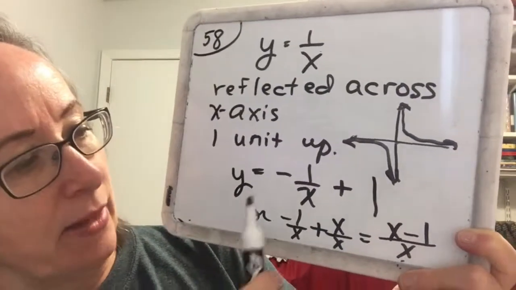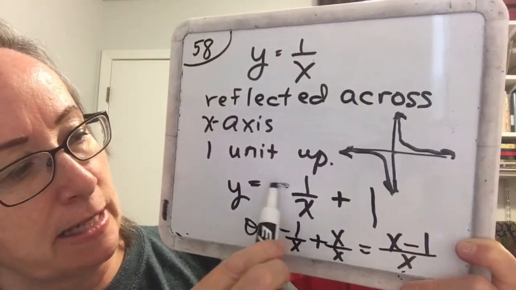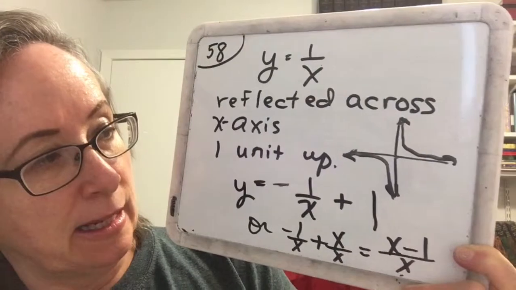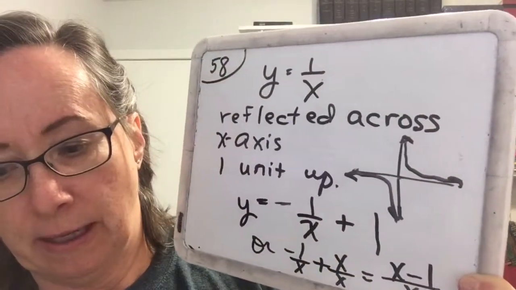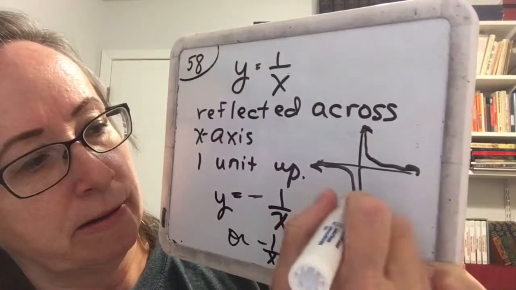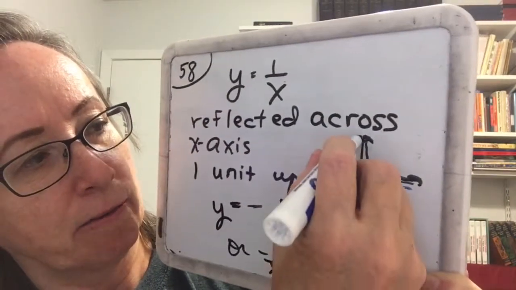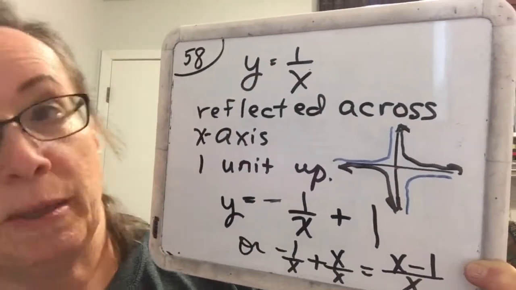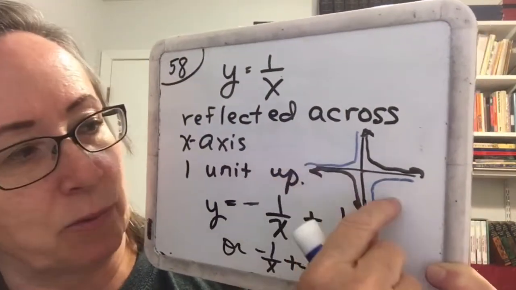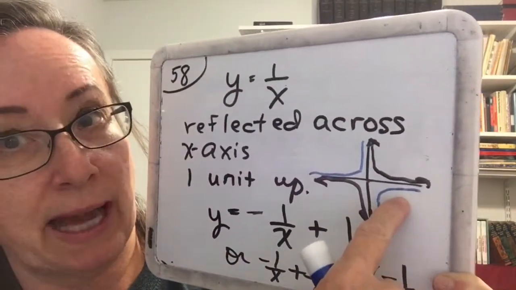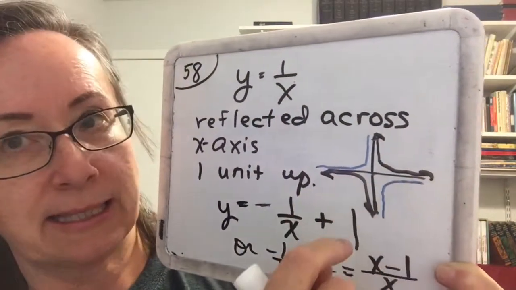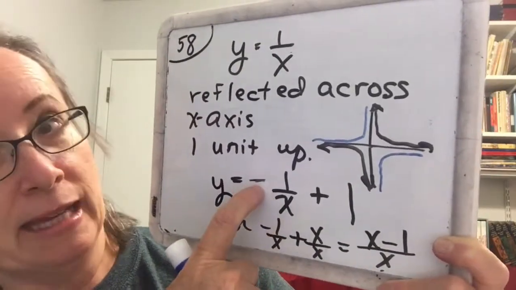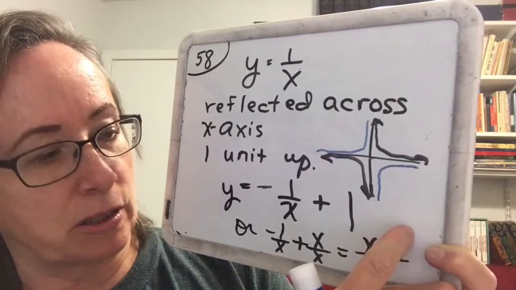So algebraically, this negative in front of the 1 over x is what's going to flip it. And so the new graph is going to be down here and right there. That's the reflection. And then it's going to be 1 unit up. So I have to slide this up 1 and slide this up 1 so that this one will actually cross over the x-axis, and this one will slide up 1 too. But the algebraic function is now negative 1 over x, and then outside the function plus 1.